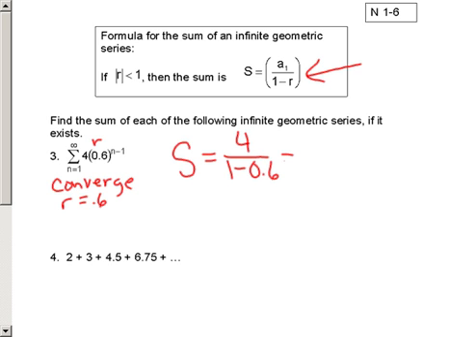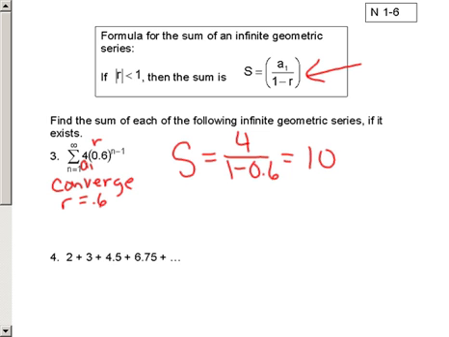But this is probably the easiest formula, because your formula for a geometric series is A1 times r to the n minus 1. Got it? So the A1 is 4. This is A1 right here. And you should get 10.